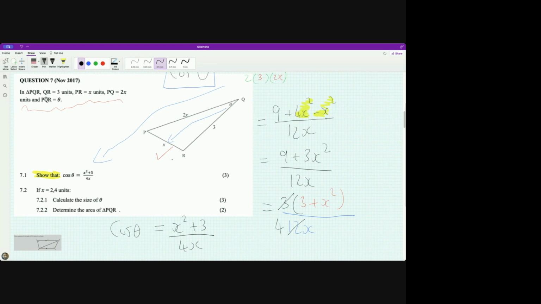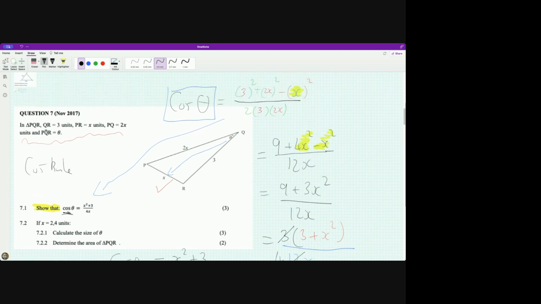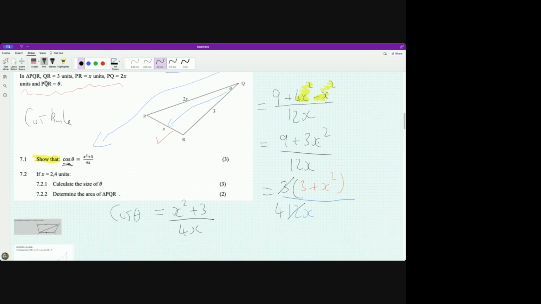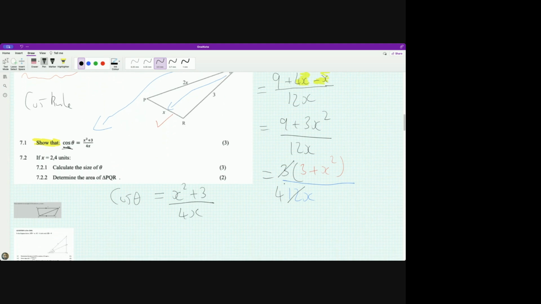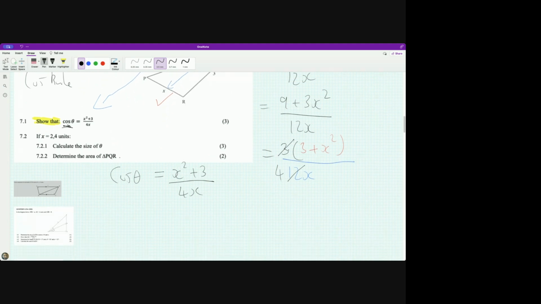I'll just go over the key steps. I looked at this and I saw cos of theta, and it meant I used the cos rule. Then I wrote down my template for the cos rule, and I looked and said, what's the side opposite? And I said, it's the minus x squared there. What are the two other sides? I plugged them in. I then simplified and worked with the algebra, and I got down to this step. Then I took out a common factor of 3, and I found that equivalent fraction. 3 over 12 is the same as 1 over 4. And then it looked like the final thing there.